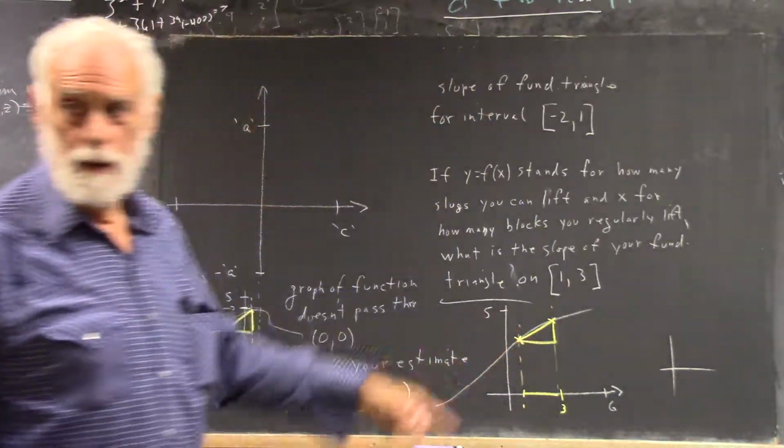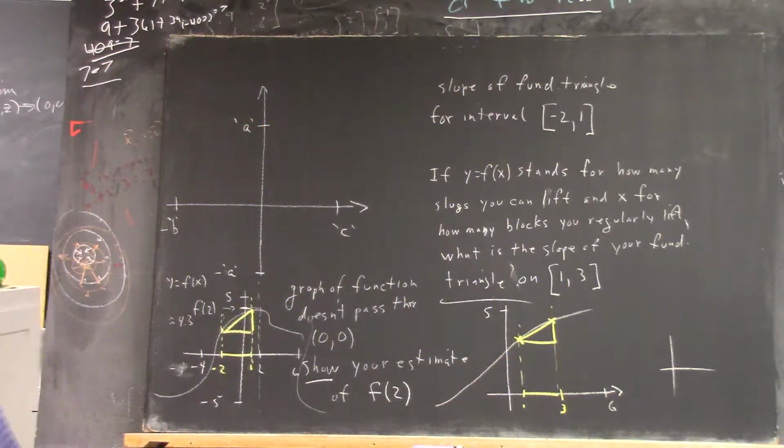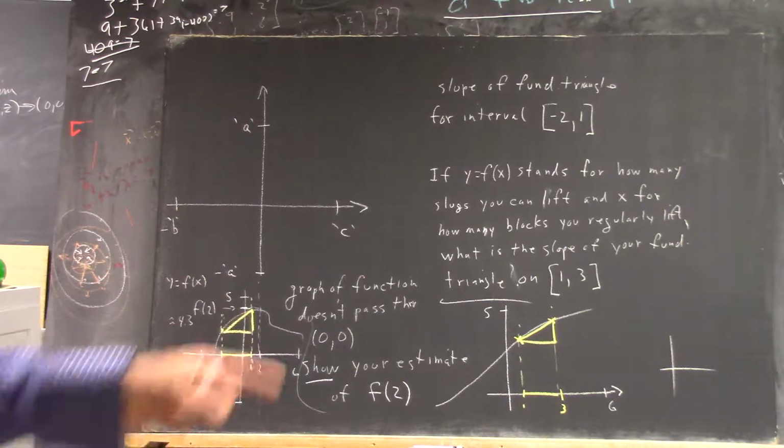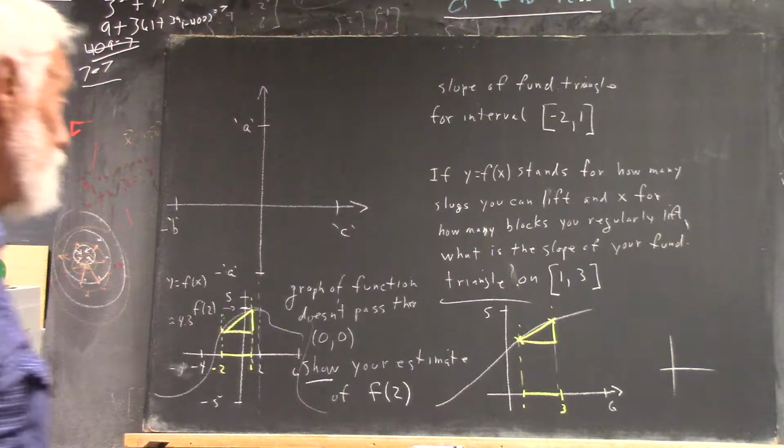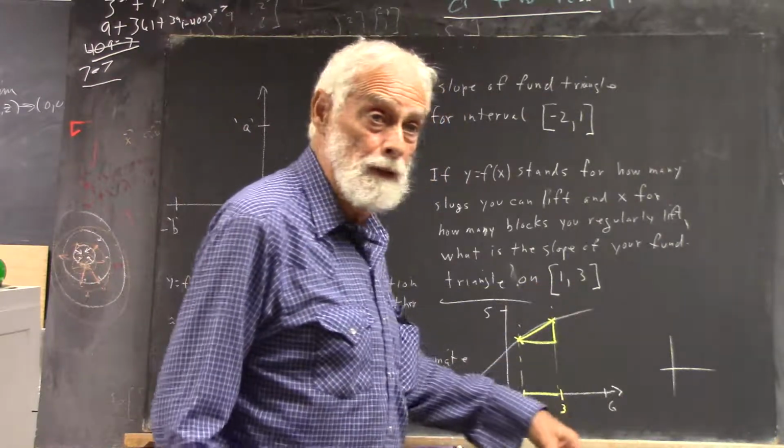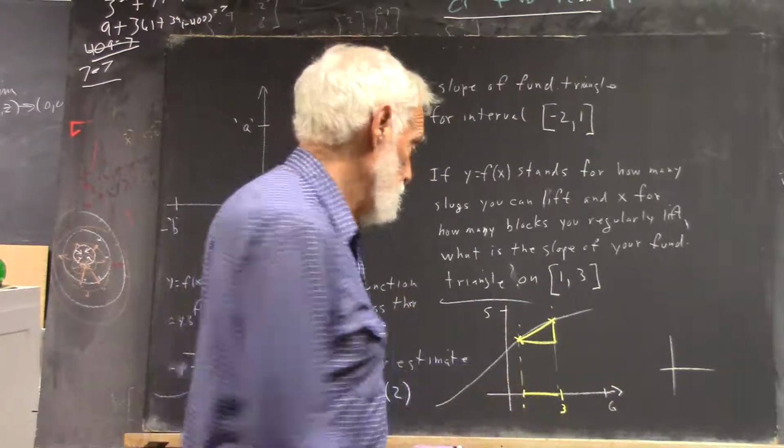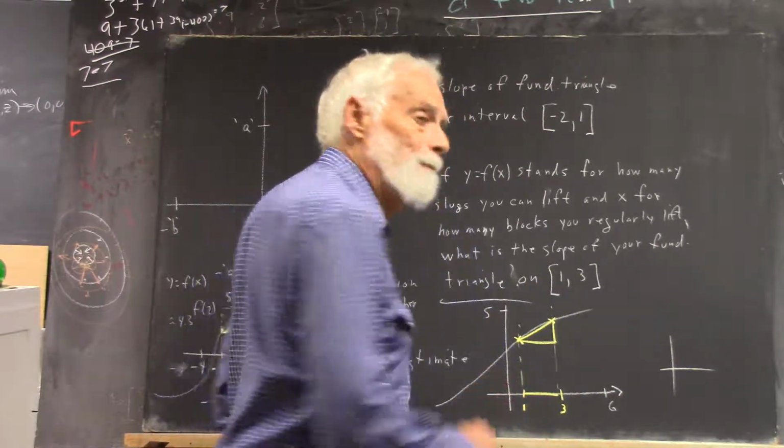That needs to be automatic. It shouldn't take you minutes to do that. It should take you seconds. Not more than a few, but certainly not more than a minute to sketch a set of coordinate axes, a curve, and the fundamental triangle corresponding to the interval 1, 3. Okay?